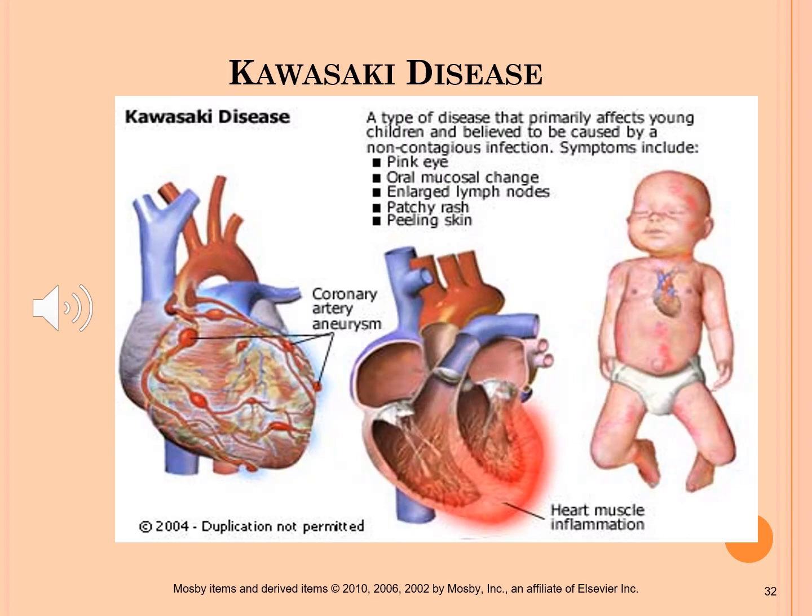Our next acquired heart disease that we're going to talk about is Kawasaki's disease. So this one's probably unfamiliar to you. This is not something that you see in adults whatsoever. It only occurs in children. So Kawasaki's disease is an acute febrile syndrome that's associated with generalized vasculitis.